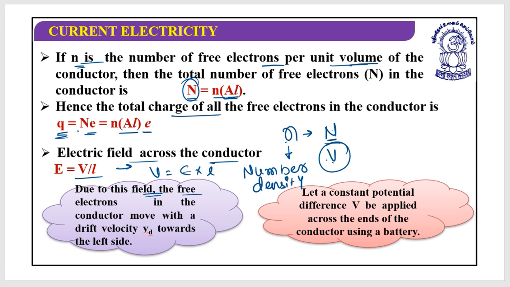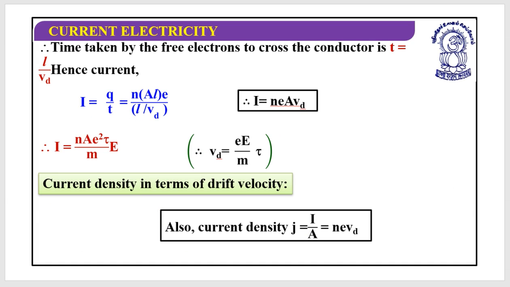Due to this field, the free electrons in the conductor move with a drift velocity Vd, towards the left side that we have seen in the diagram. And let us suppose we are applying a constant potential difference V across the ends of the conductor using a battery. Then the time taken by any free electron to cross the conductor: speed is equal to distance by time. So time is equal to L divided by Vd. So the time taken by the free electrons to cross the conductor, T is equal to L divided by Vd.